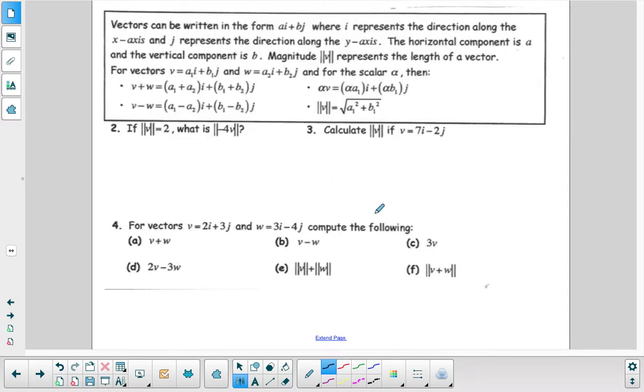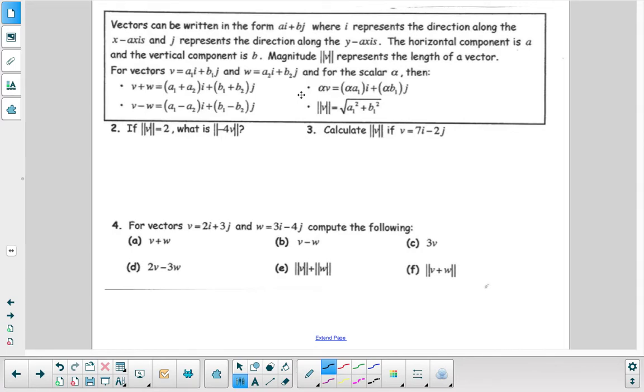Okay. So I just explained how to do this with a graph. But if you want to do it without a graph, you can literally just add the components. I we're going to use for our lateral movement. J is our vertical movement. Positive is to the right or up, and then negative is the opposite.